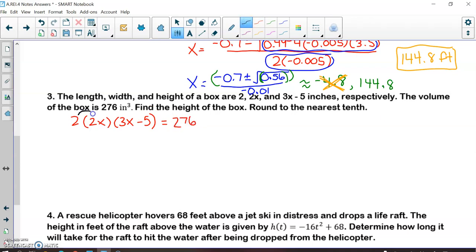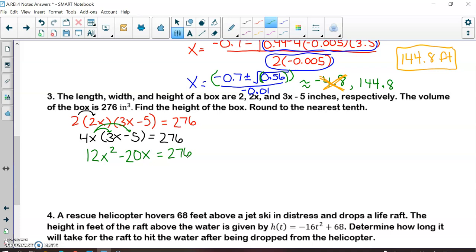So we're going to multiply these things out. A 2 times a 2x is a 4x. And then that's going to be multiplied by my 3x minus 5. So a 4x times a 3x gives us a 12x squared. A 4x times a minus 5 gives us a minus 20x. And then we have equals 276. Now if we were doing this by factoring or the quadratic formula, we would need to set this equal to 0, but I want to review with you completing the square.